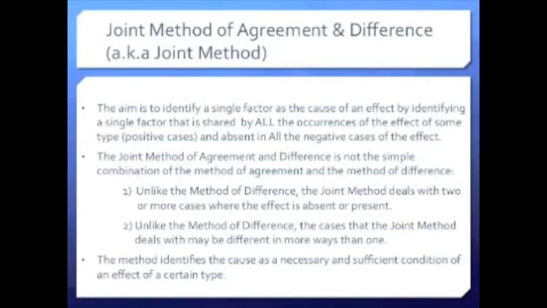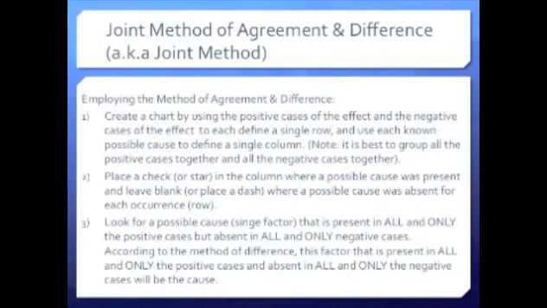Now, keeping in mind how the joint method differs from simply the combination of the method of agreement and the method of difference, the joint method identifies the cause as a necessary and sufficient condition of an effect of a certain type. In order to employ the joint method, you first create a chart similar to the way we created charts for the first 2 methods. However, unlike the first 2 cases, we may have more than one positive case of the effect and more than one negative case of the effect. Also, these cases may be similar to each other in more than one way.